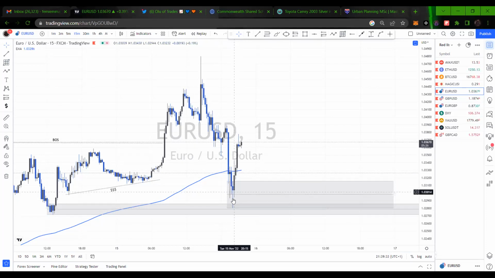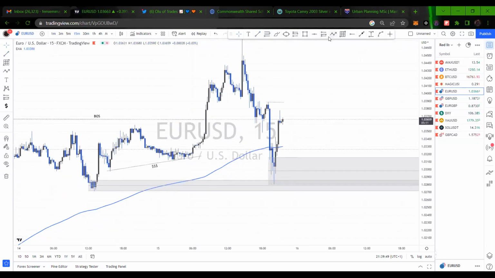Now the market has created something here. Something has to happen before I can actually take this one seriously. One of the first things that must happen is structure must break. Because right now, the market has given us this on the 15 minutes time frame.